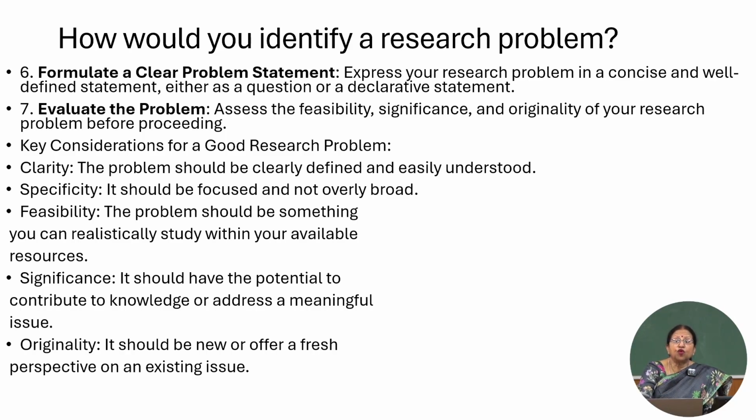Sixth is to formulate a clear problem statement. Express your research problem in a concise, well-defined statement, either as a question or declarative statement. So you want to say, I want to see the effect of this chemical auxiliary on natural dyeing of silk. So you have defined your problem very clearly.